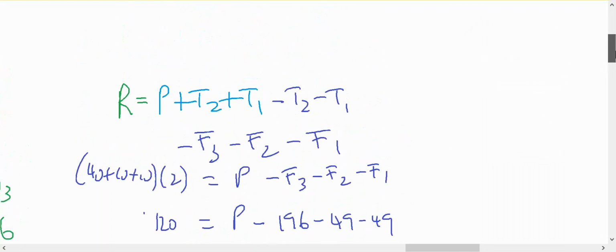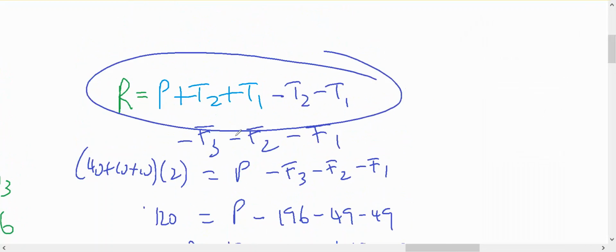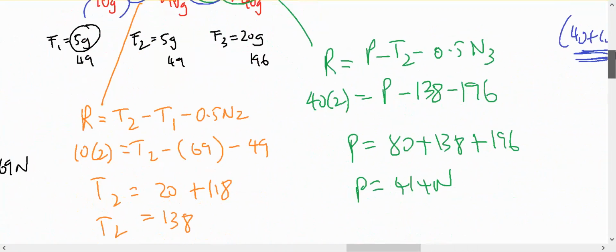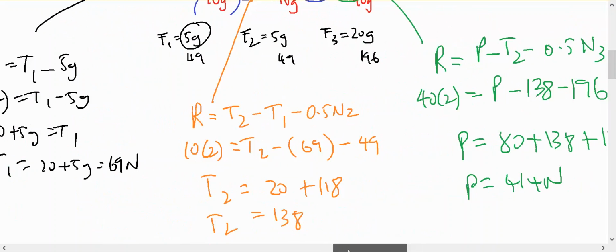So yes, you can look at the whole system and look at all forces in the direction of motion minus all forces in the opposite direction of motion, and then look at the collective masses, or you can look at it separately for each of the particles.